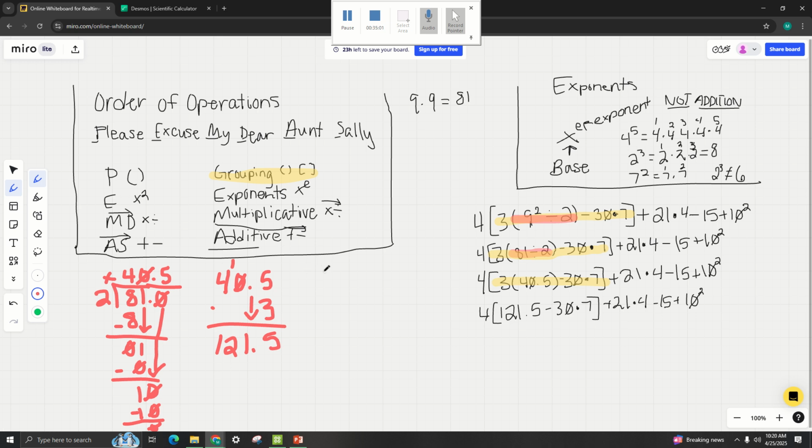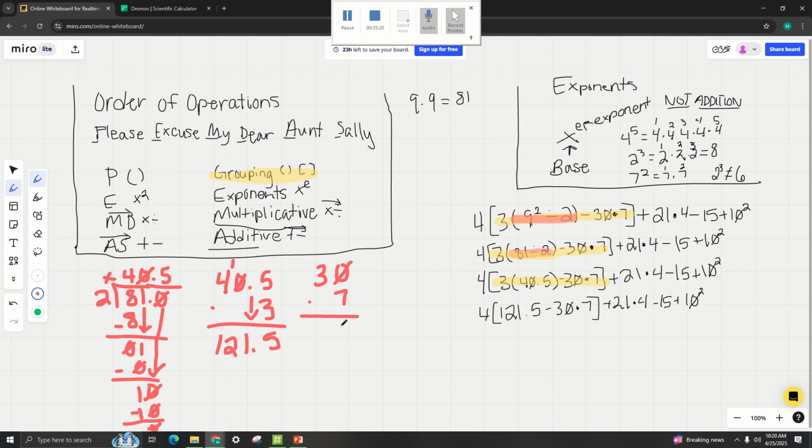I have 30 times 7. I'd get a very different answer if I started subtracting this and then I multiplied. We want to make sure we do any multiplication or division before we move on to any addition or subtraction. Remember, in order from left to right, whatever comes first, just like when we read a book. So I have 30 times 7.